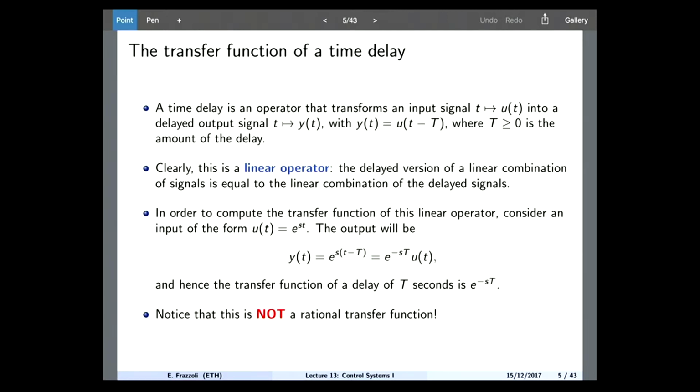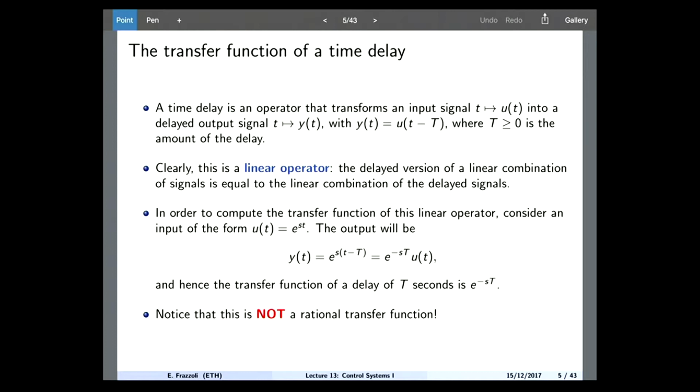Is this a linear operator? Yes or no? Well, clearly yes, right? Because if I take my input signal and multiply by 2, the output signal will just be delayed and multiplied by 2. Actually, the output signal is exactly the same as the input, just with a different time parameterization. So it is a linear system. In principle, we can use everything that we have learned so far to deal with it. However, there is a subtlety here.